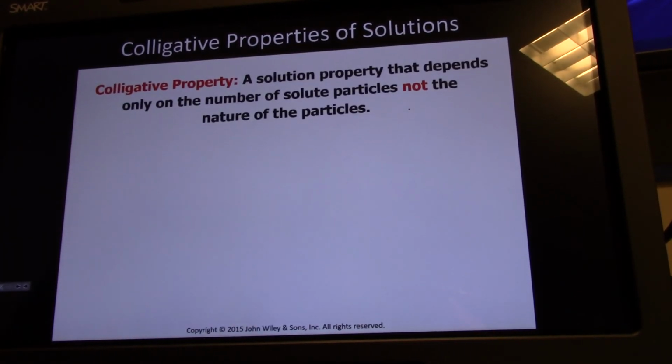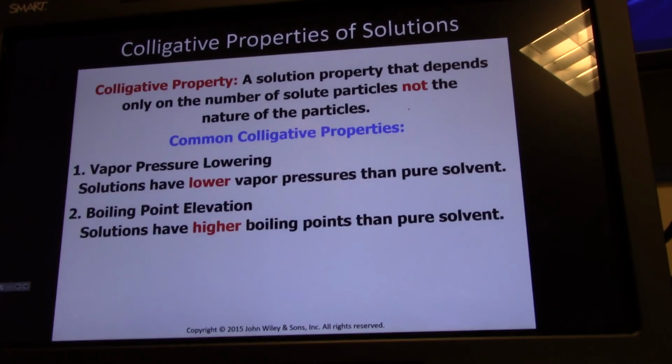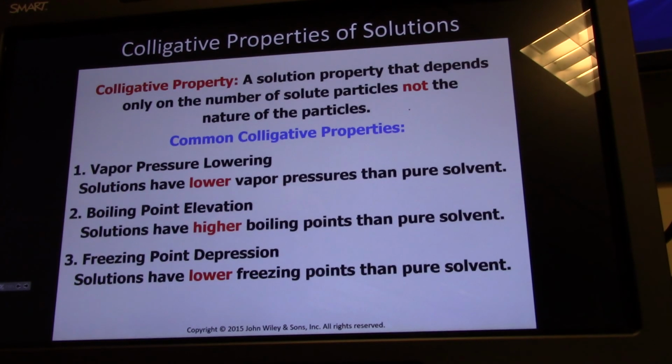Colligative properties. These are solution properties that depend only on the number of solute particles and do not depend at all on the nature of those particles. And the common properties are vapor pressure lowering, boiling point elevation, and freezing point depression.